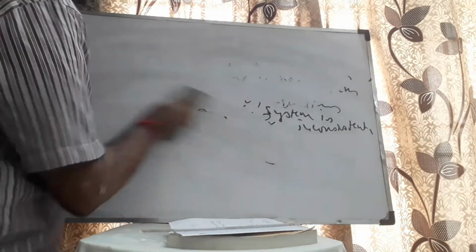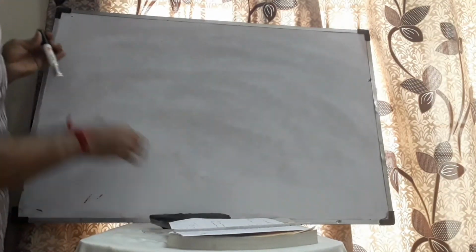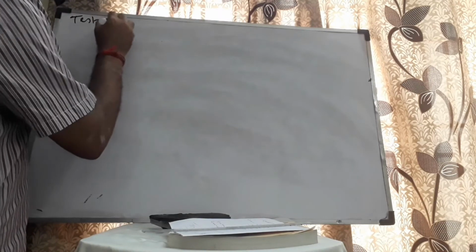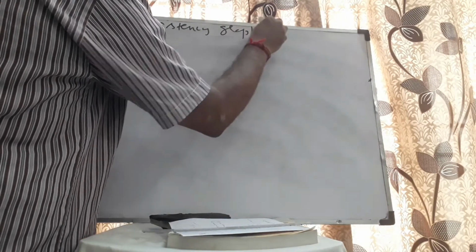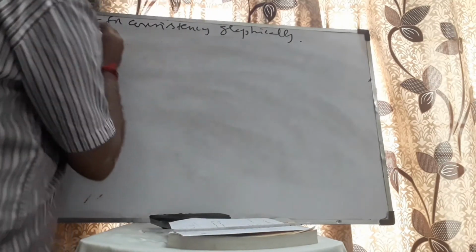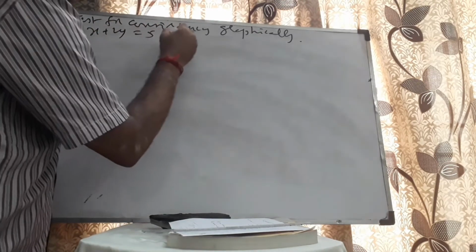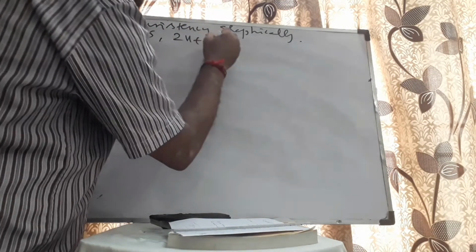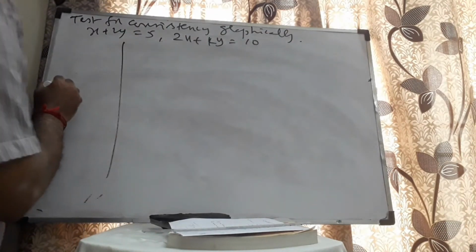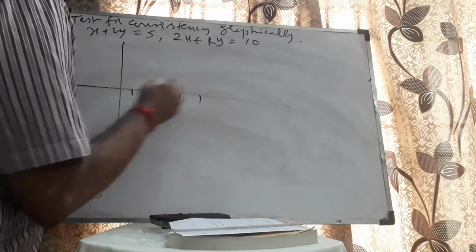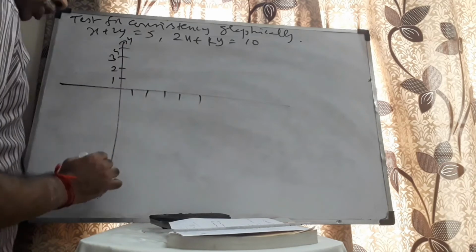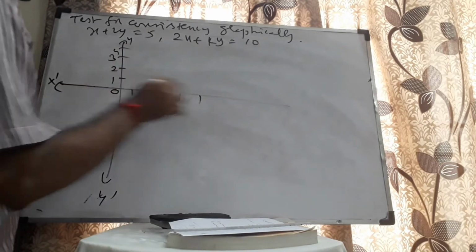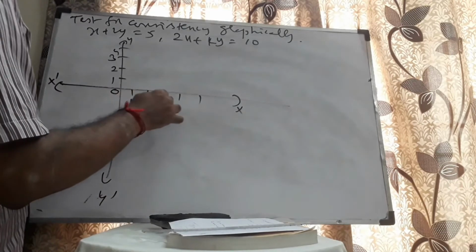Okay, just see how we go about it. Test for consistency graphically. Okay, here it is x plus 2y is equal to 5, 2x plus 4y is equal to 10. Okay, just listen carefully. 1, 2, 3, 4, 5. Here, of course, 1, 2, 3, 4. This is y o y dash. This is x dash o x. Let it be 1, 2, 3, 4, 5.